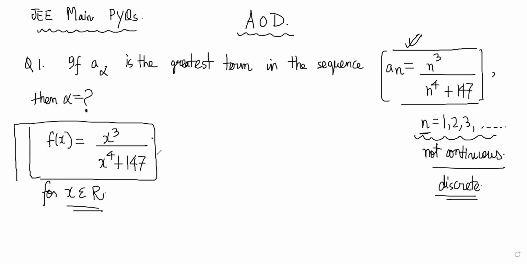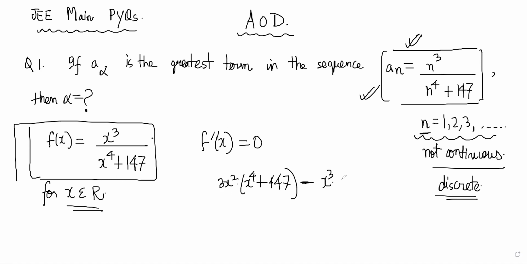It looks like this only, but we are going to estimate the values of this sequence using this function and now try to find maxima and minima for this. So f dash x should be 0. You will do f dash x by quotient rule, and you should get something like 3x square times x power 4 plus 147 minus x cube times 4x cube, divided by x power 4 plus 147 whole square.